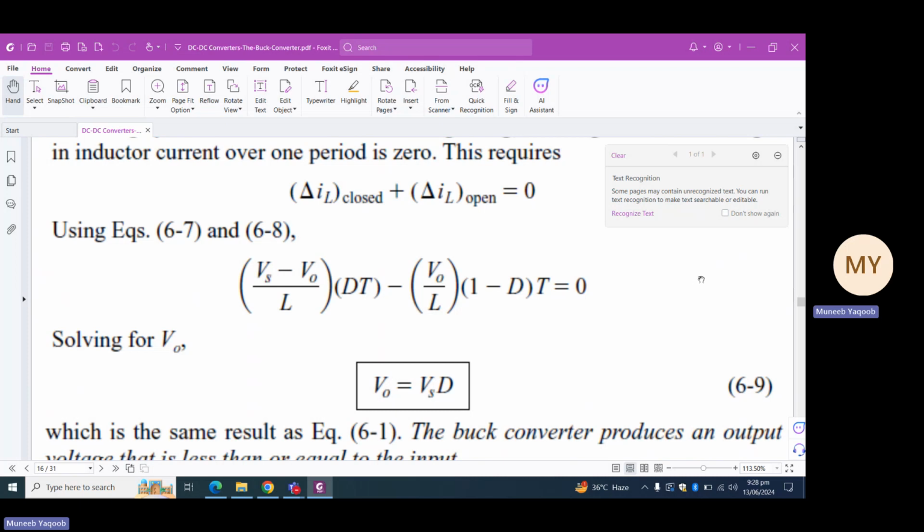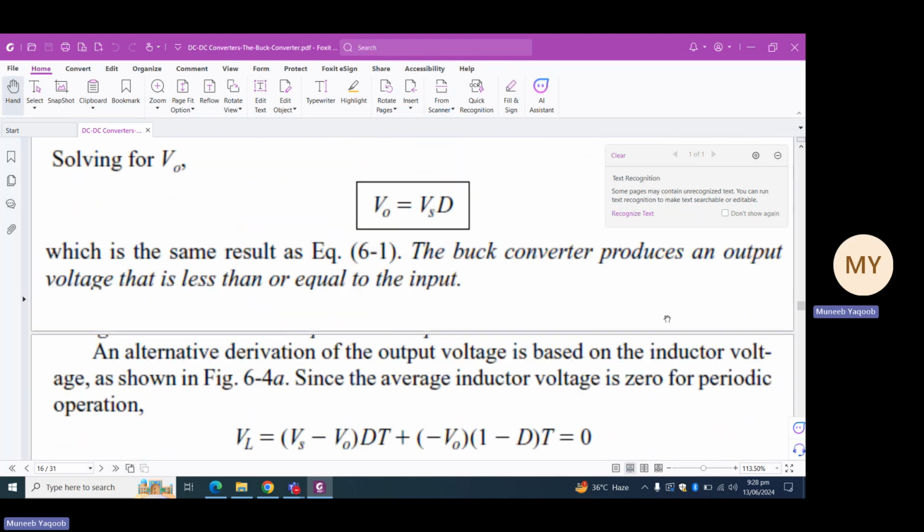Now we can well imagine that duty cycle D is always between 0 and 1. So suppose the duty cycle is 0.5, then we can say that the output voltage is half of the input voltage. So you can easily analyze that in a buck converter, output voltage is most of the times less than the input voltage, and the maximum value of the output voltage is the input voltage. So hence we conclude that for a buck converter, output voltage is either equivalent to the input voltage or it is less than the input voltage.